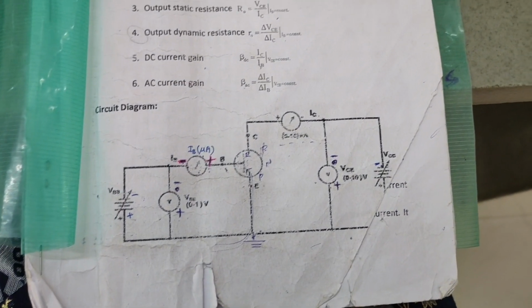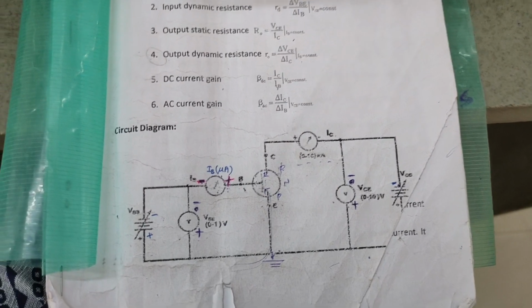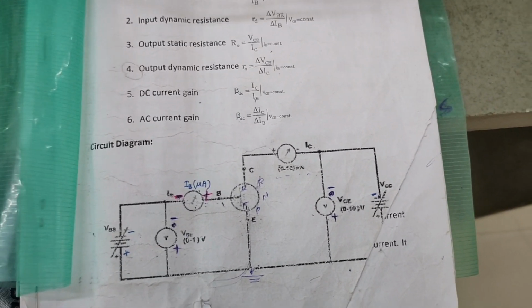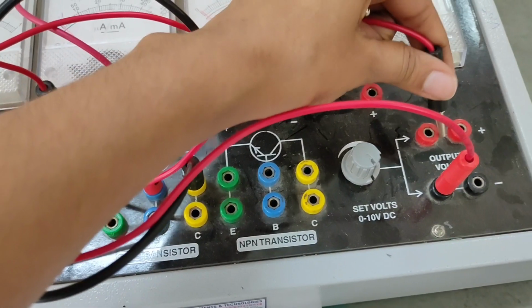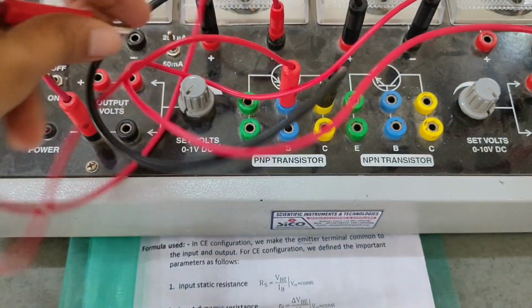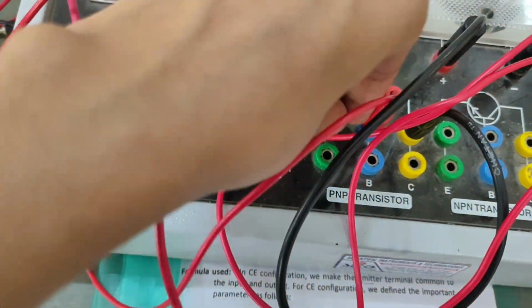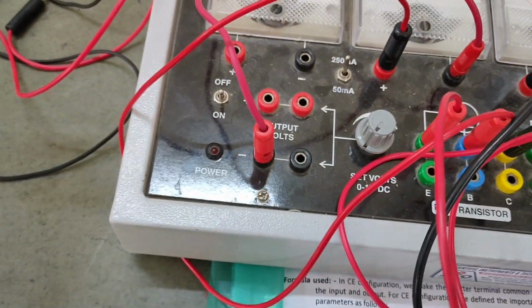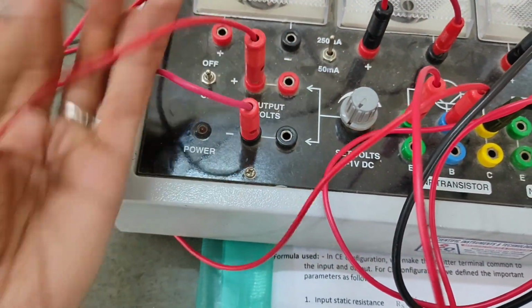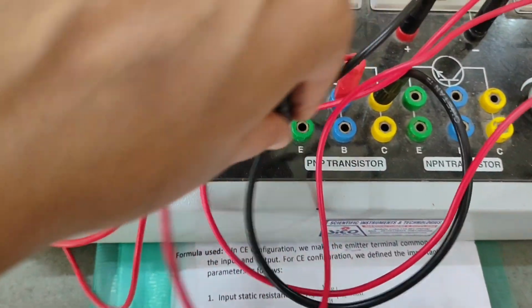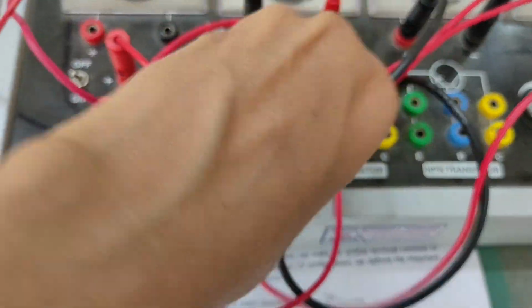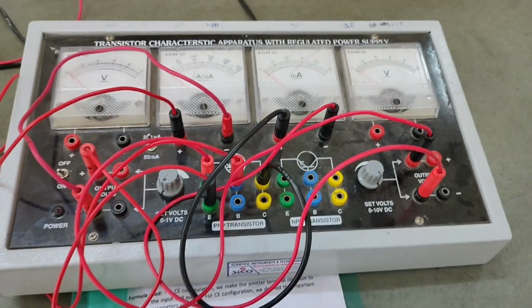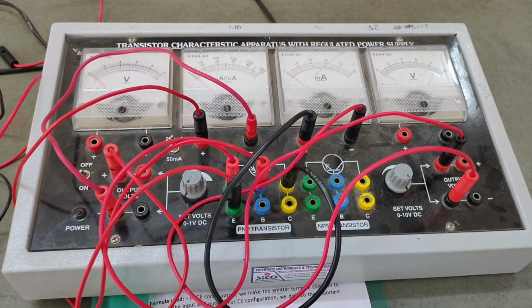Then the positive of VCC is connected towards the emitter, and it's grounded. This is the positive of VCC and we are going to connect it to the emitter, because it's common emitter configuration. Also, the positive of EBB, that is our input voltage, will also go towards the emitter. So this is the circuit connection. We have almost connected the circuit.